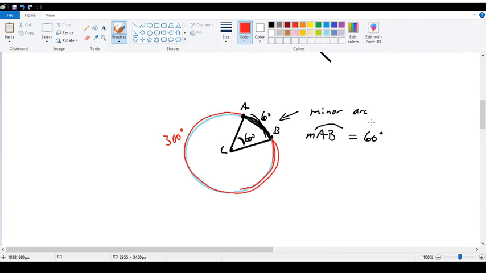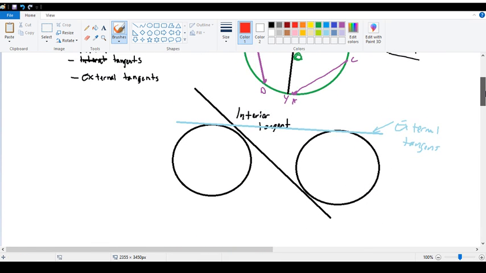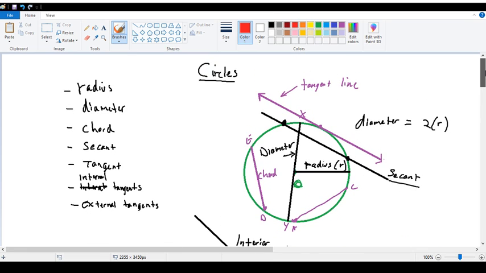All right, so this is really just a list of basic terminology that you will need for today's lesson on circles. Hope this makes sense. Let me know if you have any additional questions.